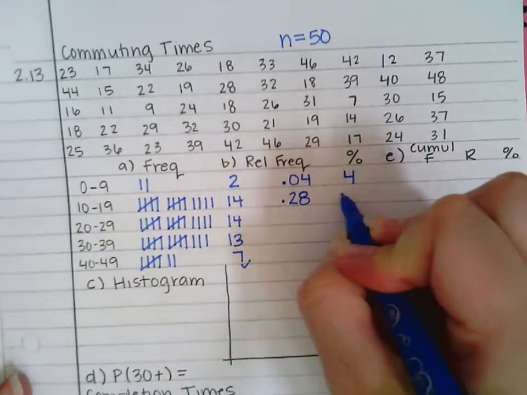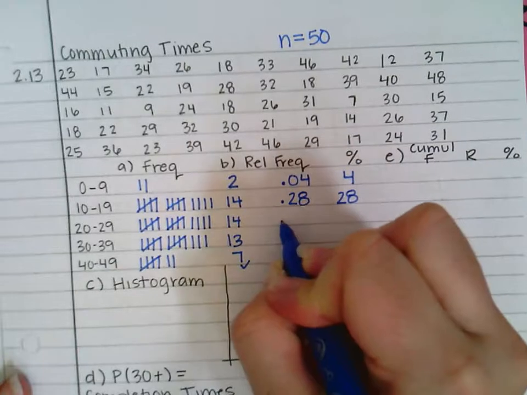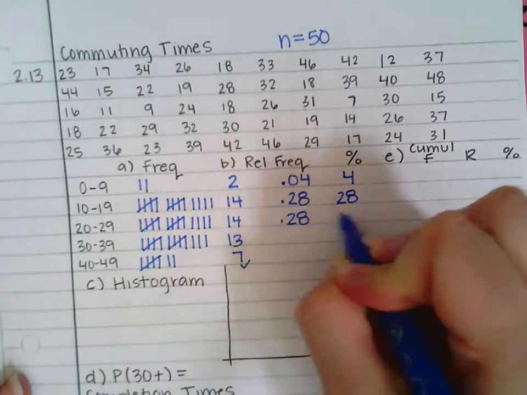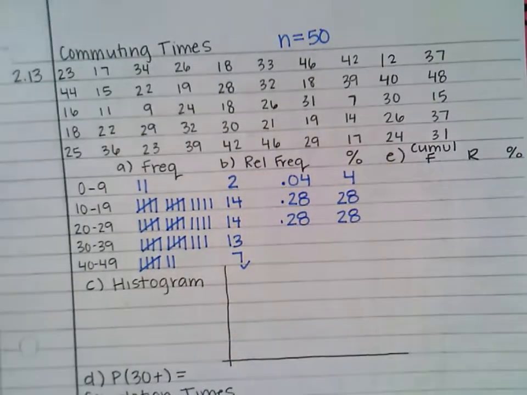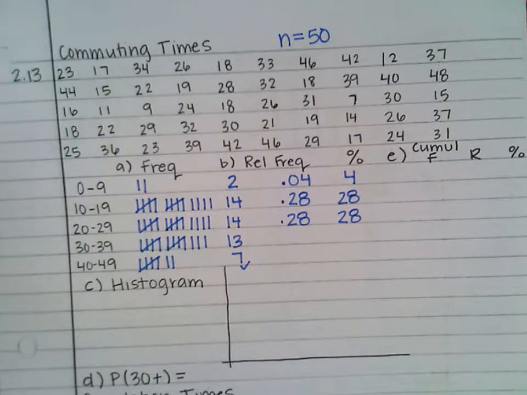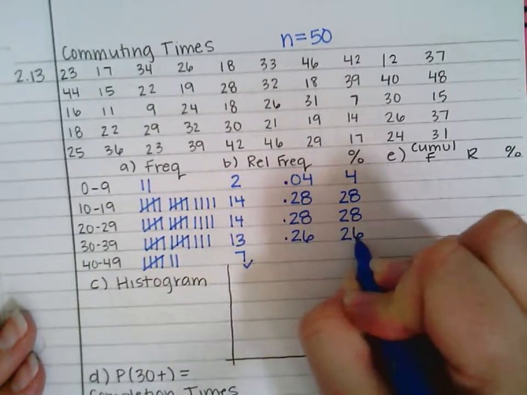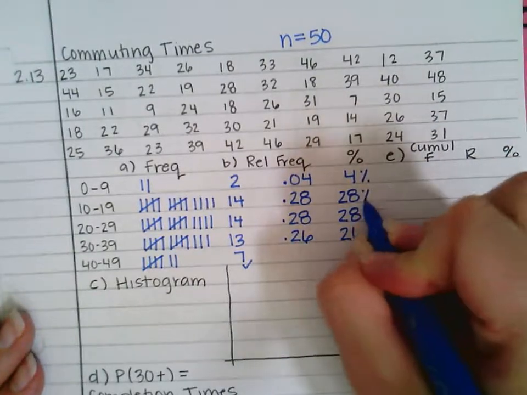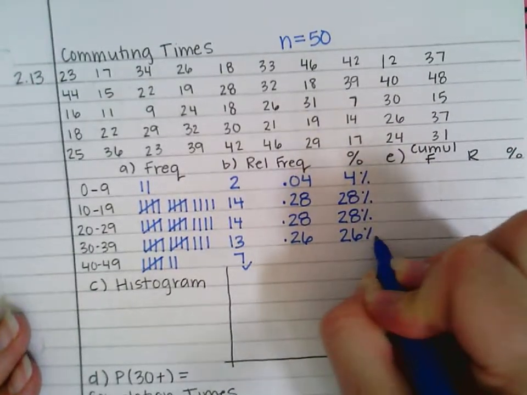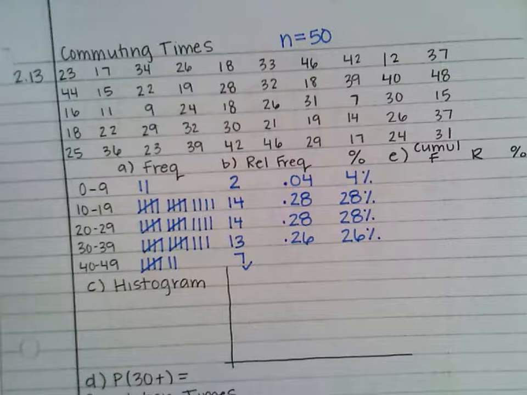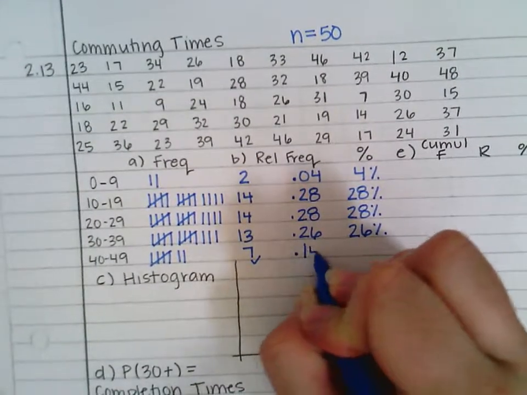Now that's going to be the same here, so I'm just going to rewrite it. I don't have to recalculate that. It's the same thing. All right, 13 out of 50 gives me 0.26. And again, these are the percent conversions. And then 7 out of 50 gives me 0.14.